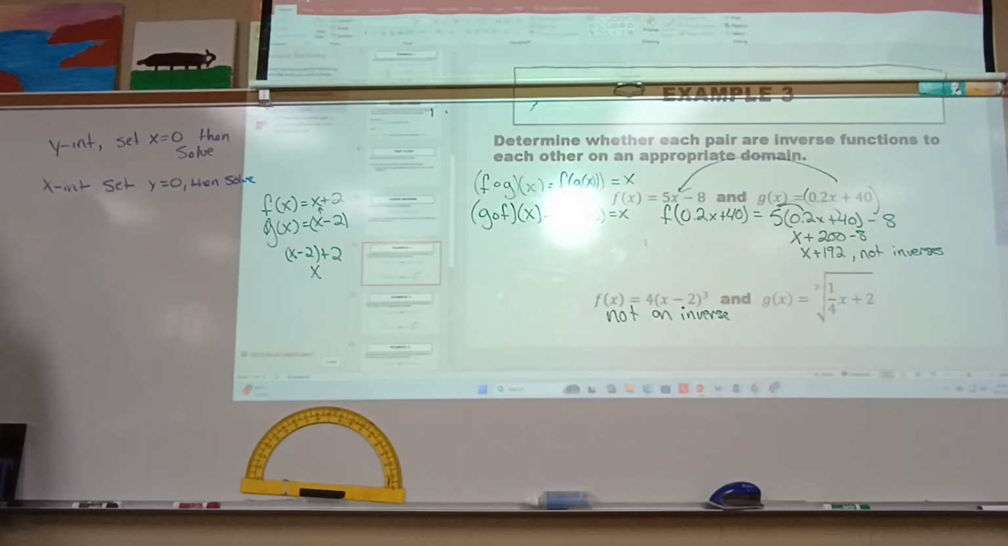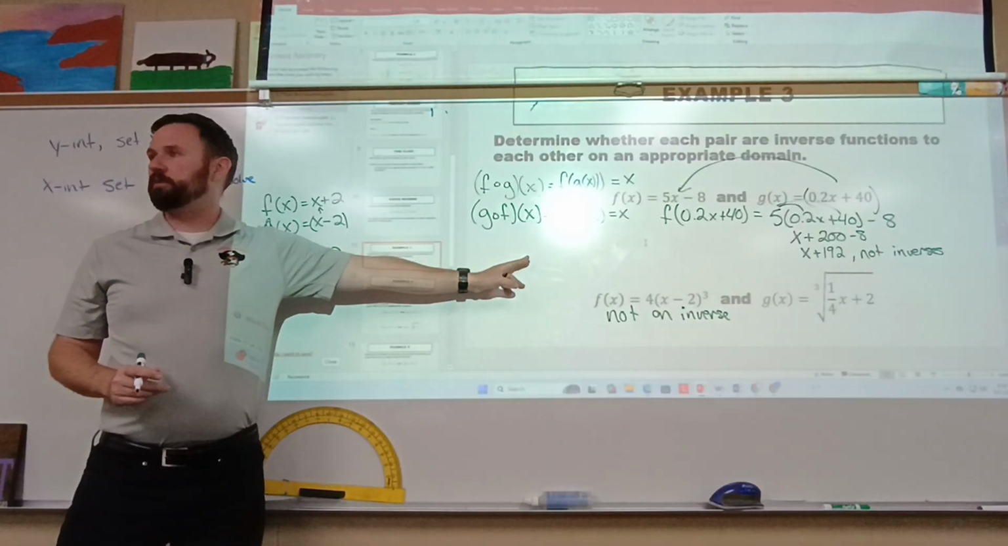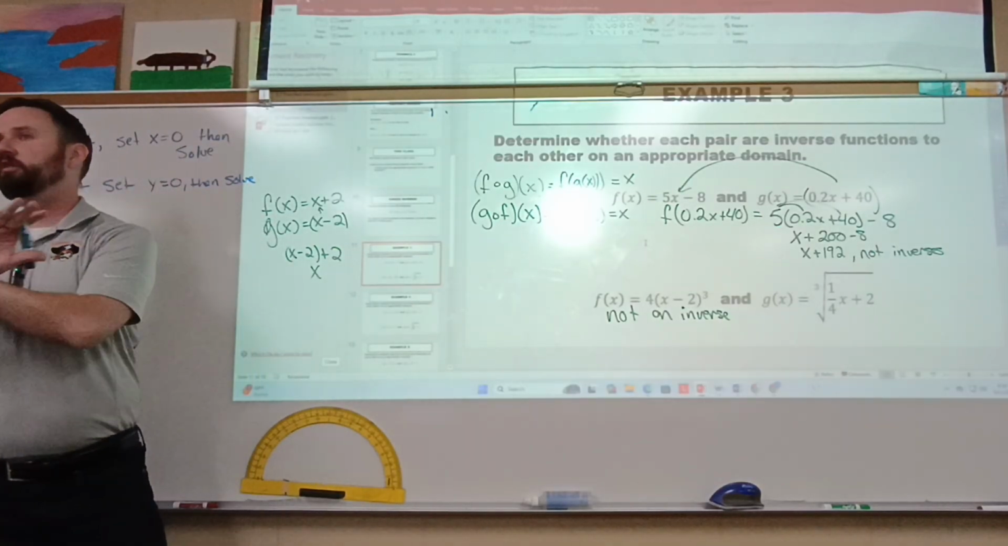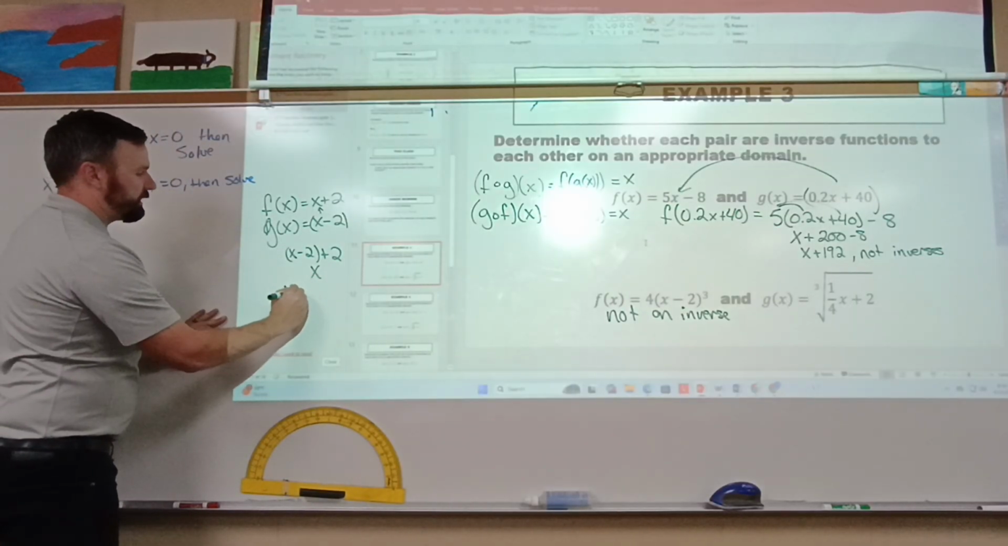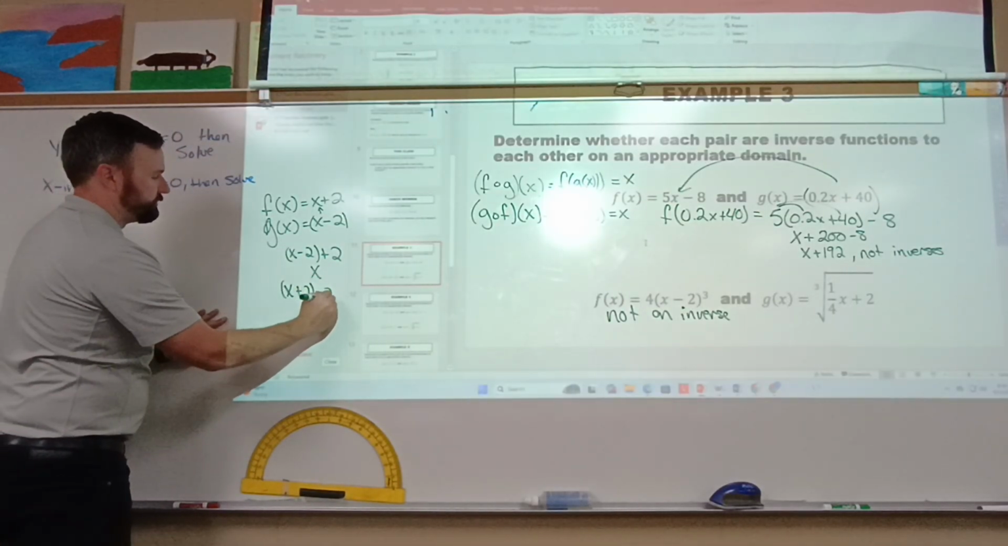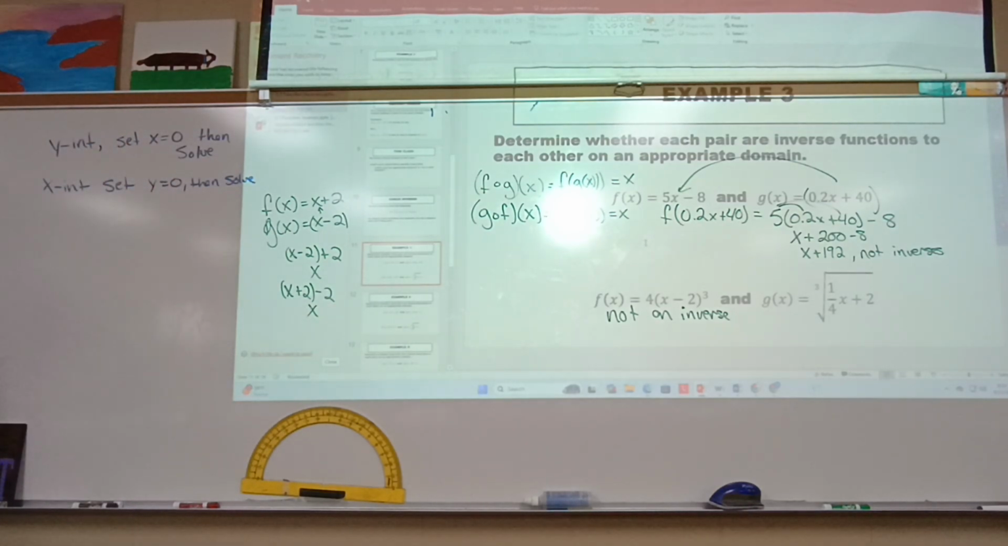You have to do both. So I'm halfway there. This one I didn't have to do the other side, because if one side doesn't work, the whole thing doesn't work. So then for this one, I would have to do the x plus 2 minus 2, which is also x. It has to be true both directions.